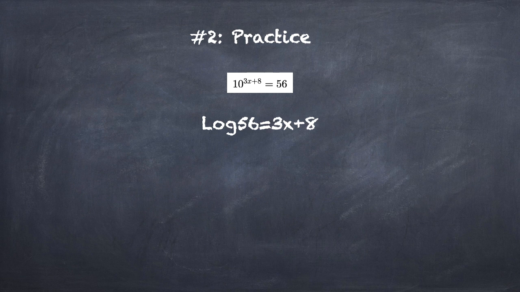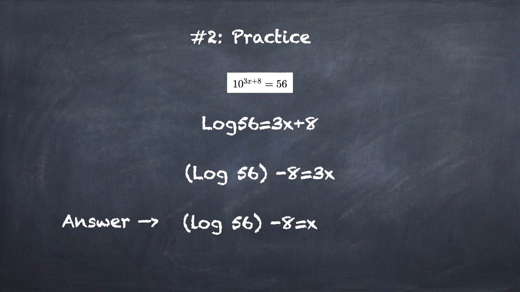After that, you're going to want to subtract 8. But remember, you have to include the parentheses for log 56, because you don't want to subtract 56 minus 8. So parentheses log 56 close parentheses minus 8 equals 3x. Next, you divide by 3, by the whole logarithm, and you get x by itself, which is your answer.